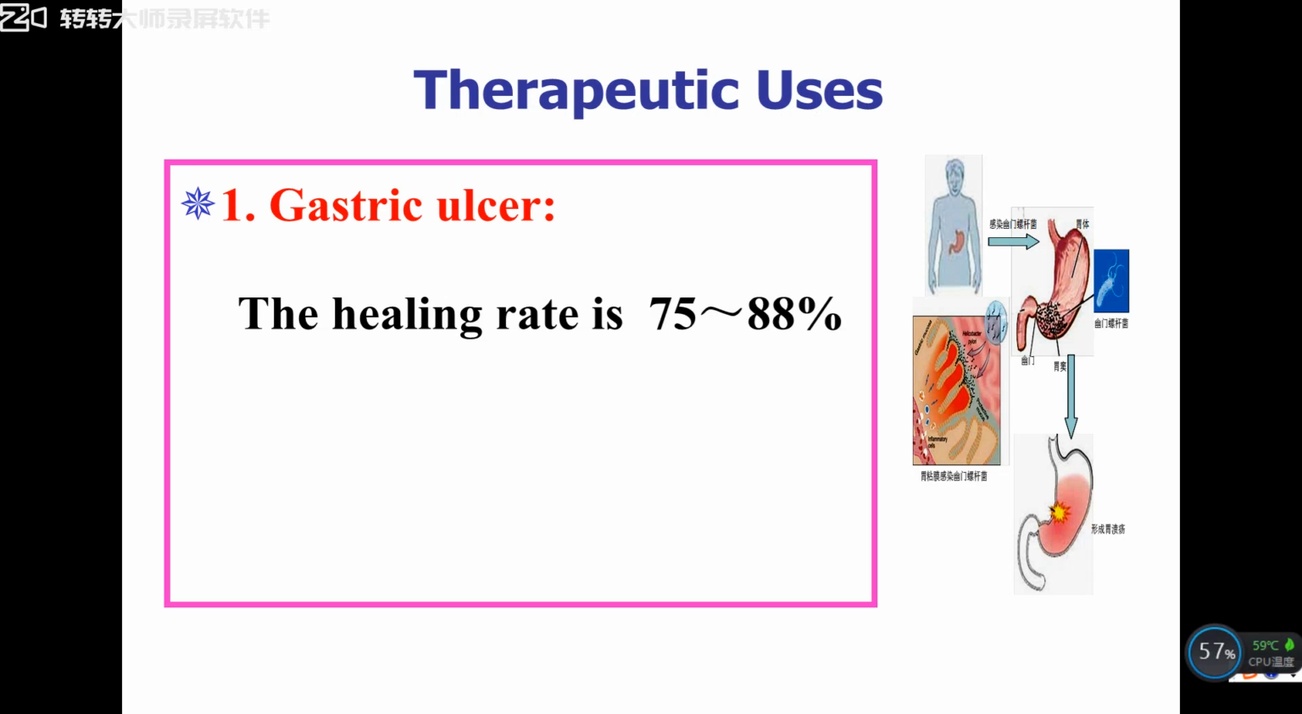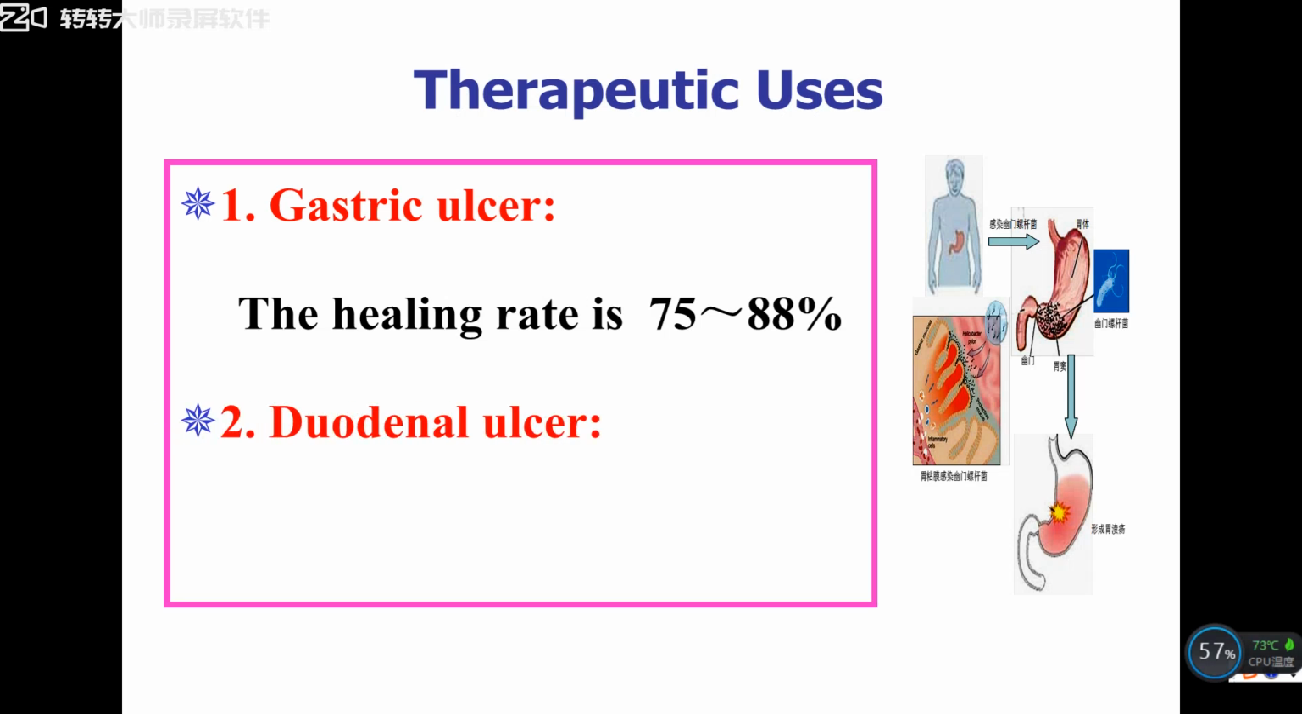Maybe you have the experience: I have used histamine 2 receptor blockers to treat ulcer, but it always recurs. Why? You must know the wound, the ulcer, needs time to heal. So the patients use histamine 2 receptor blockers, and the drug's duration you should remember is 6 to 8 weeks. Use the drug 6 to 8 weeks, and then the healing rate is 75 to 88%.